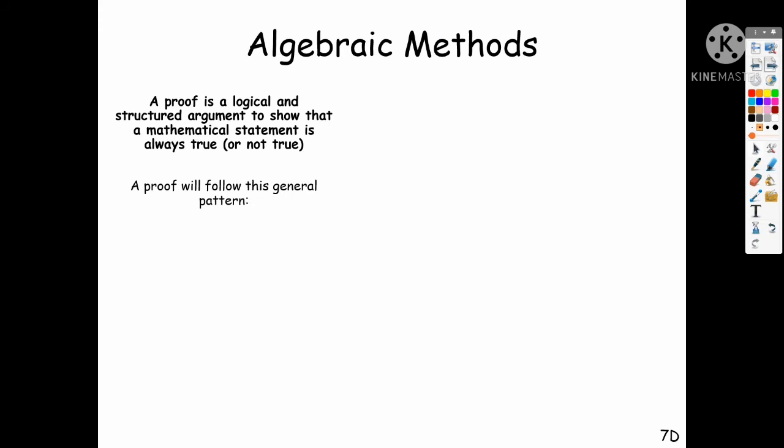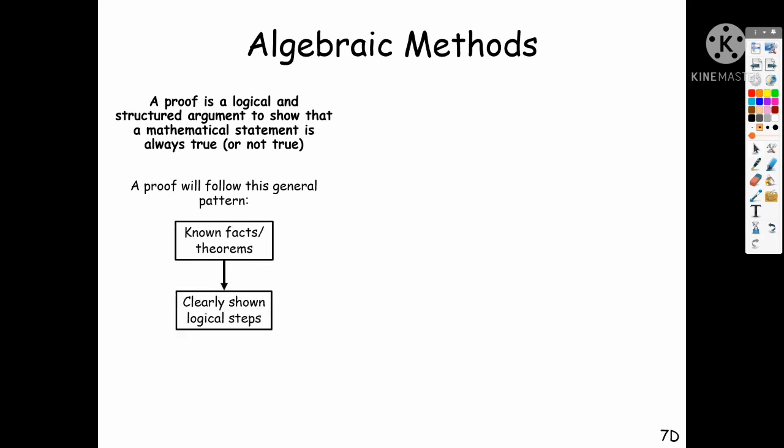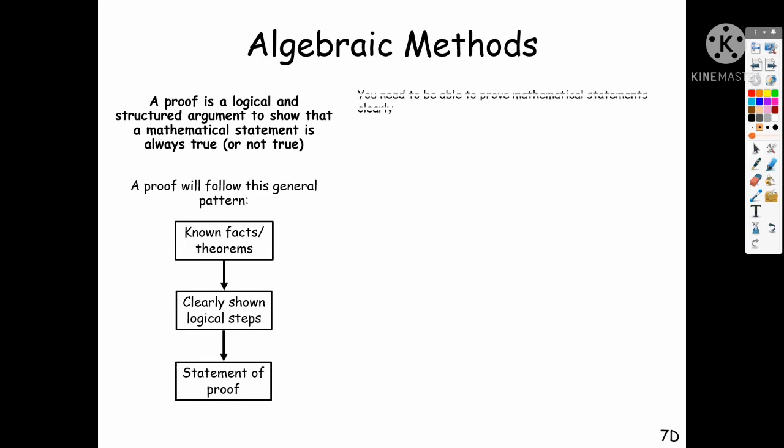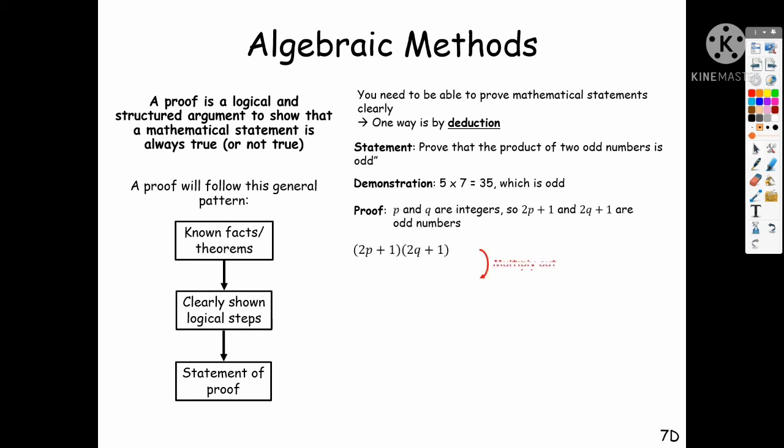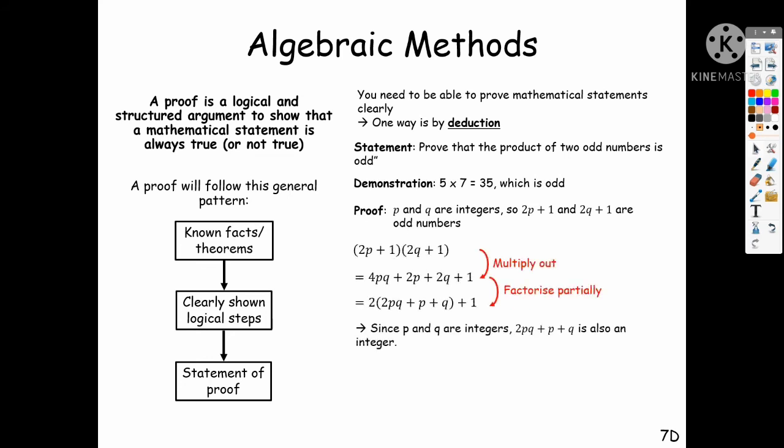So, a proof is a logical and structured argument to show that a mathematical statement is always true, or sometimes not true. So a proof will follow this general pattern. Known facts and theorems, clearly shown logical steps, statements of proof, and you need to be able to prove mathematical statements clearly. One way is by deduction, i.e. prove that the product of two odd numbers is odd. So you demonstrate it, and you prove it. You must show it is true.